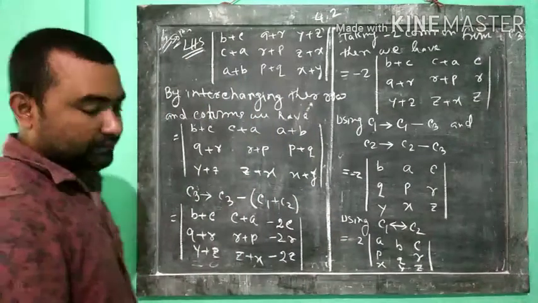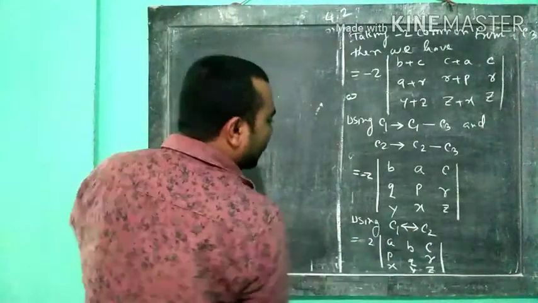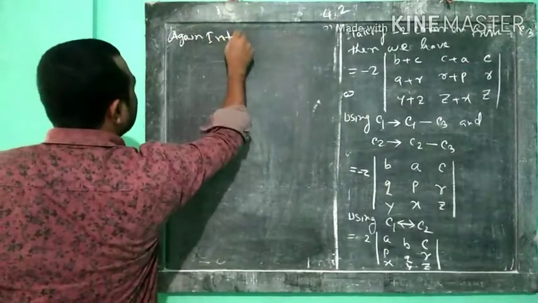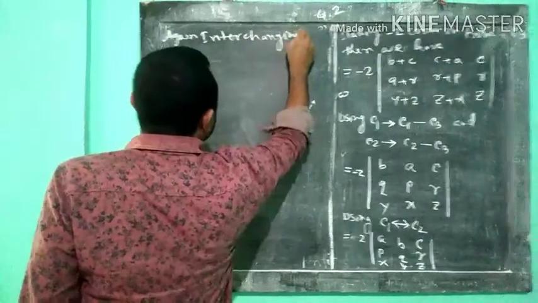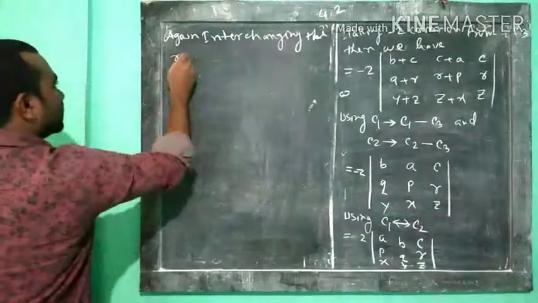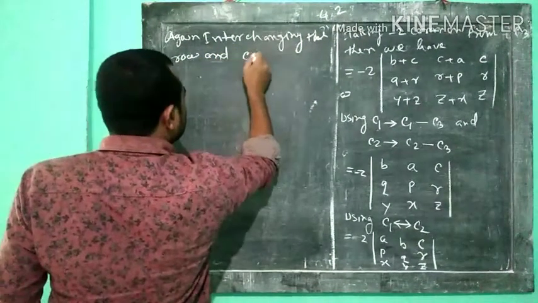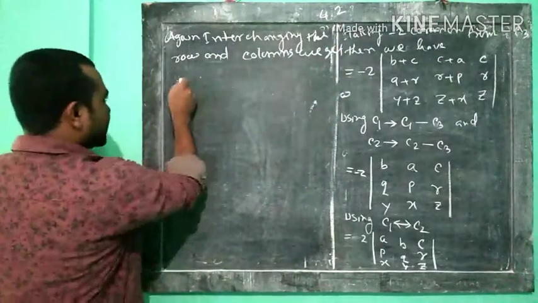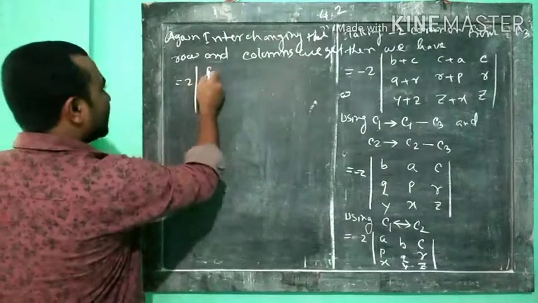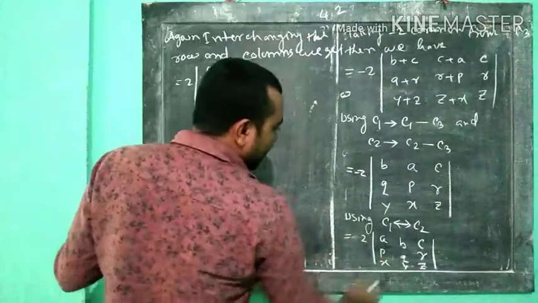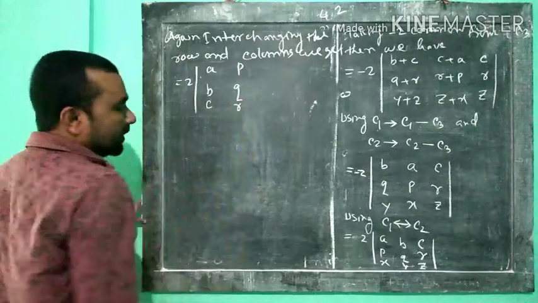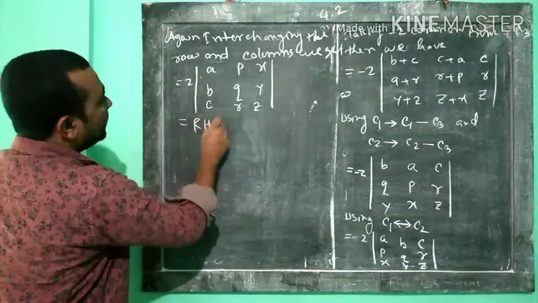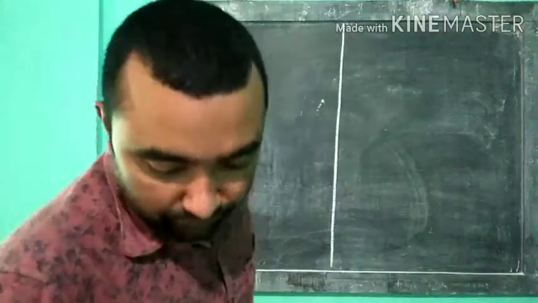Now if we interchange the rows and columns again, we get this is equal to 2 whole into the determinant with first row A, B, C, second row P, Q, R, and third row X, Y, Z. This is the answer, which is equal to the right hand side. So I am now going to solve question number 7.